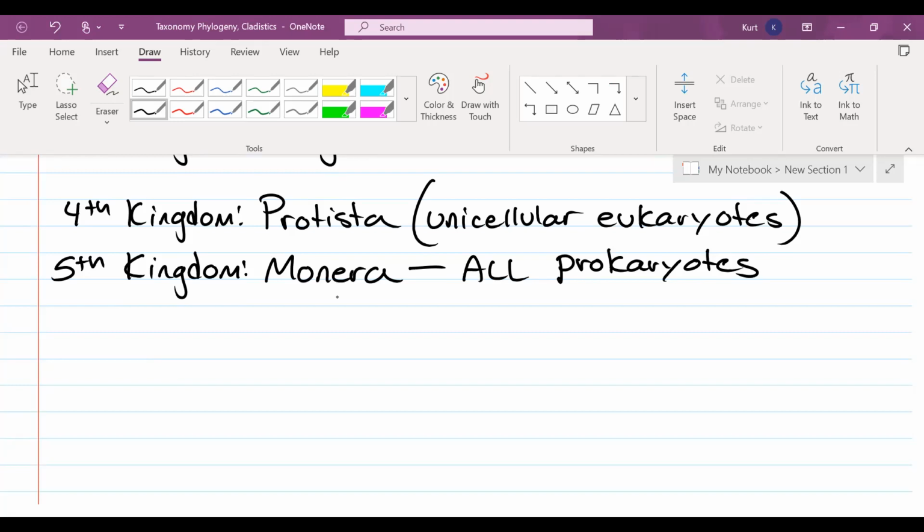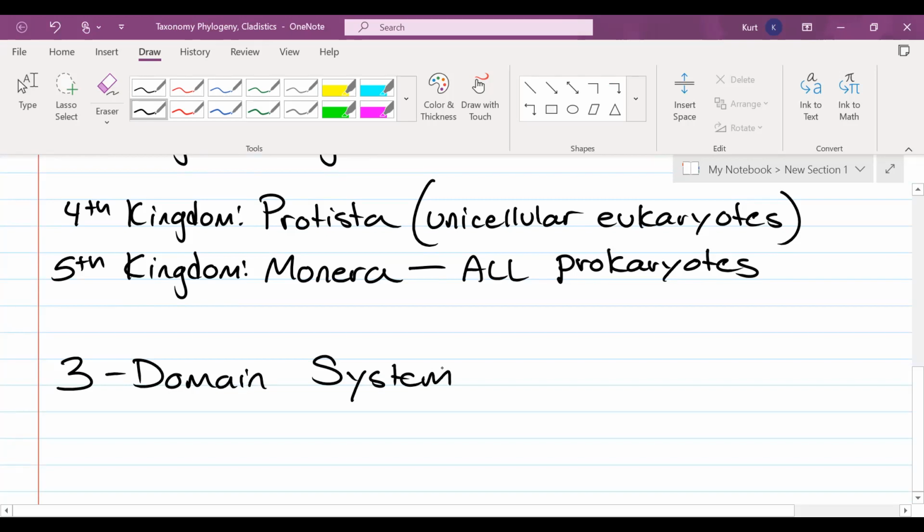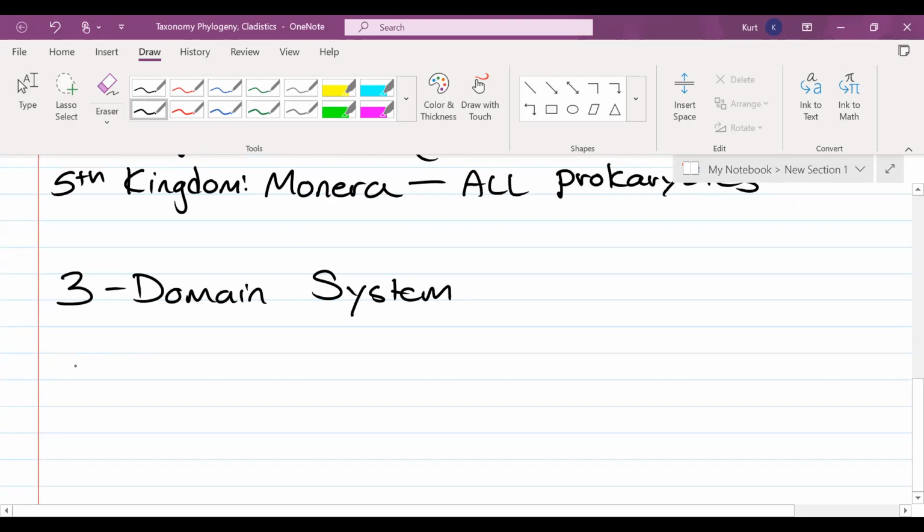So this resulted in the whole taxonomic field of biology getting a huge facelift. And this resulted in the three domain system. And we still use this one today. Scientists decided that they're going to make a level that's even higher than kingdom. At the time, kingdom was the highest level of taxonomy. But they made one even higher. And the three domains are as follows: bacteria, archaea, and eukarya.